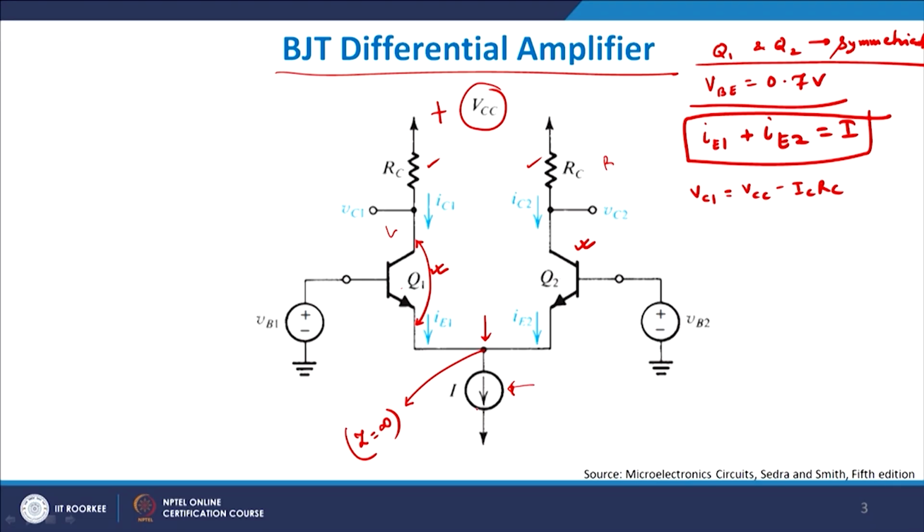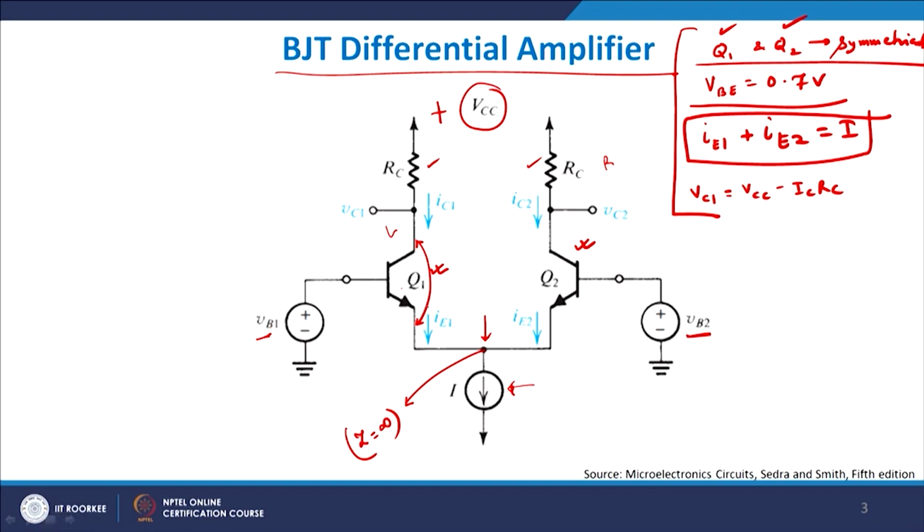We will see that we will not allow it to do that, but these are the few constraints one has to work upon: the total current will always be fixed to I, and we have VBE equal to 0.7, which is the cut in voltage for an NPN. We also assume that Q1 and Q2 are perfectly symmetrical in nature. With this knowledge, we now apply a voltage VB1 on the base side of Q1 and VB2 on the base side of Q2.